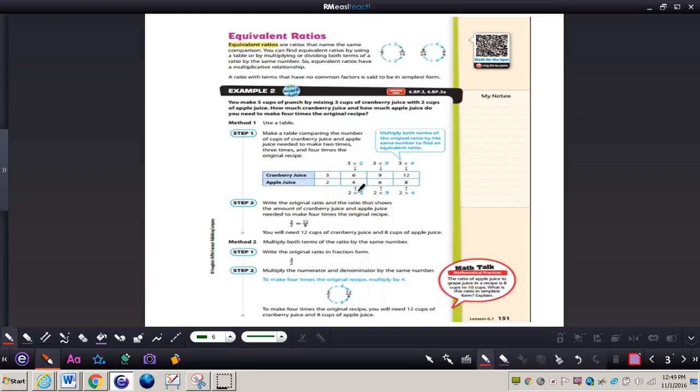Now another method of doing this is you can also multiply the numerator and denominator by the same number. So if you have 3 to 2, you can see there at the bottom that you can multiply numerator by 4, denominator by 4, and you have 12 to 8 as well for the ratio. So 2 different ways of doing that.